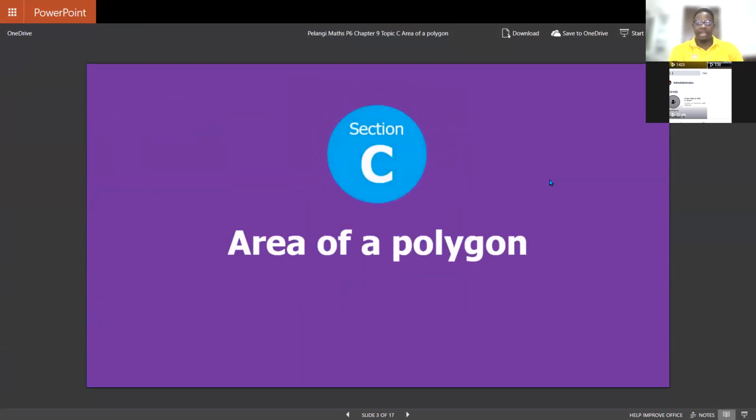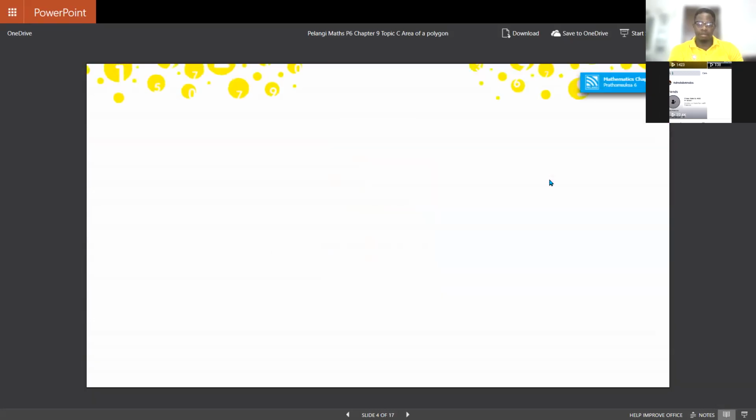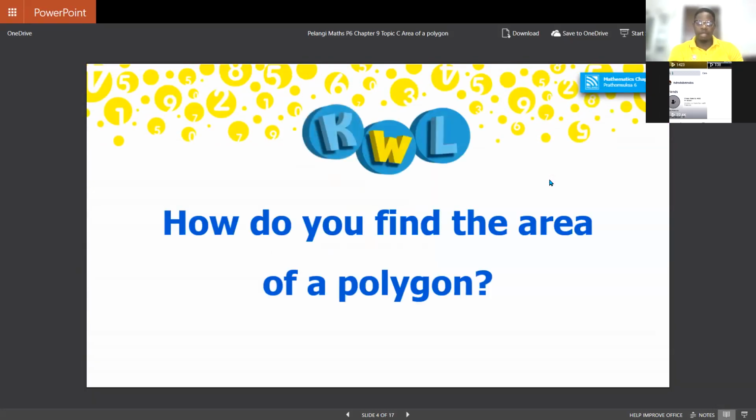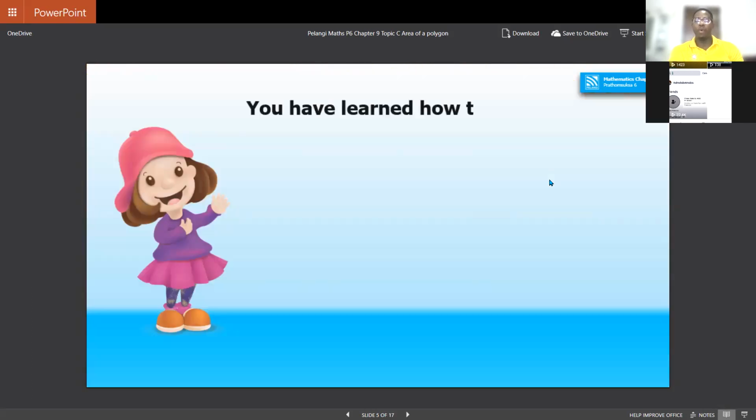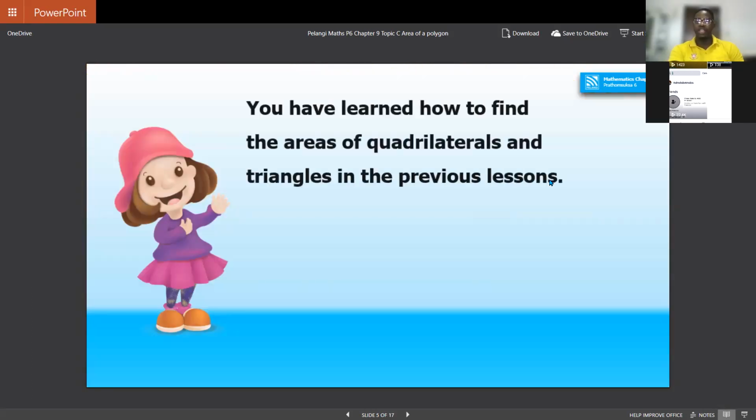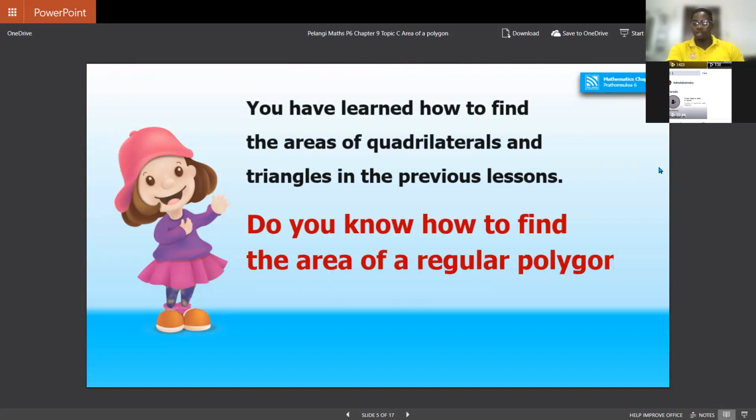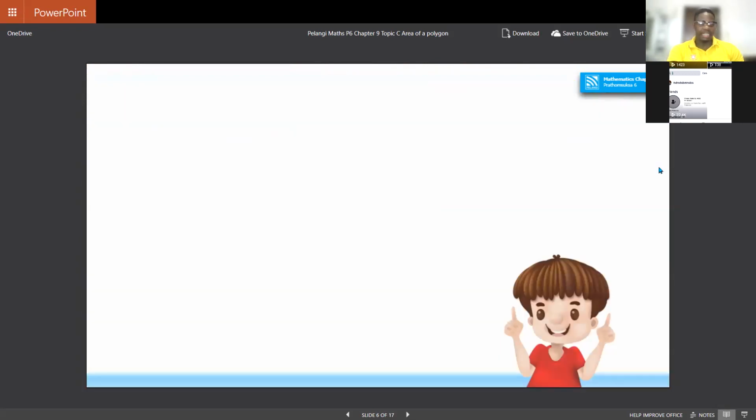Polygons, section C, area of a polygon. How do you find the area of a polygon? We have learned how to find the areas of quadrilaterals and triangles in our previous lessons. You know how to find the area of a regular polygon. Let us look at it. Let us see them together. Who can tell me what is this polygon? It has, I think, 6 sides.